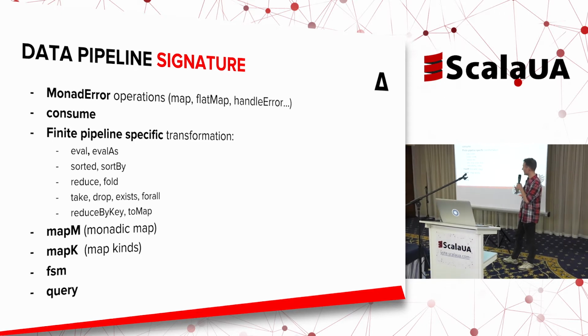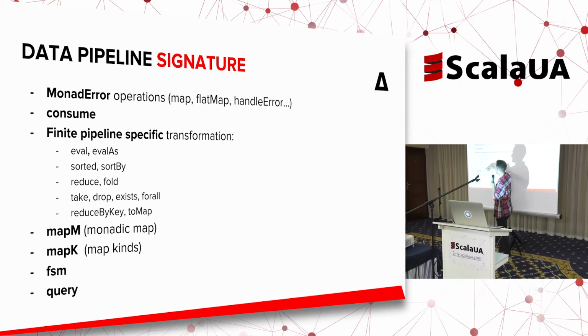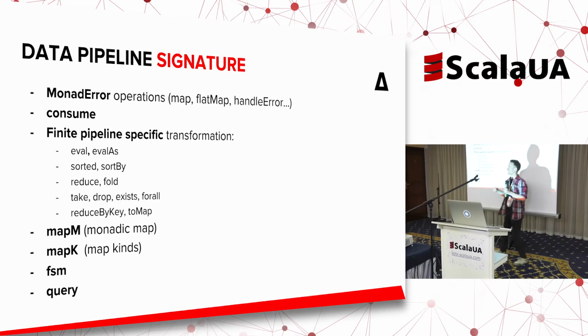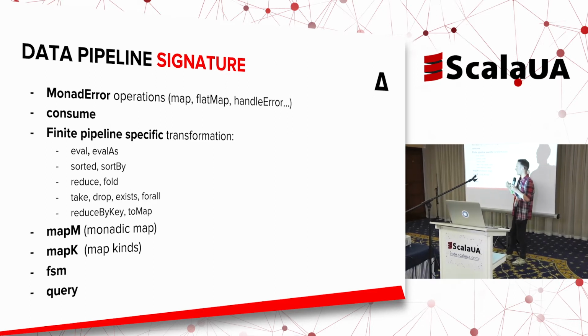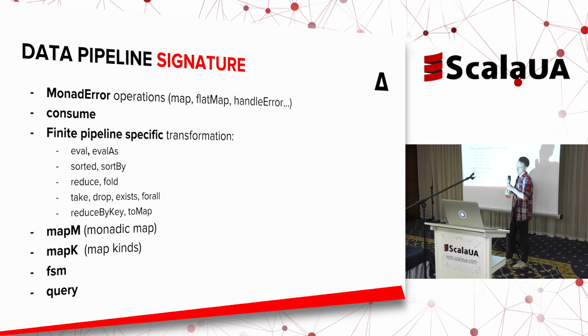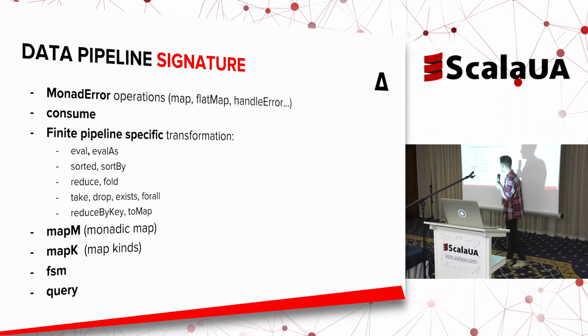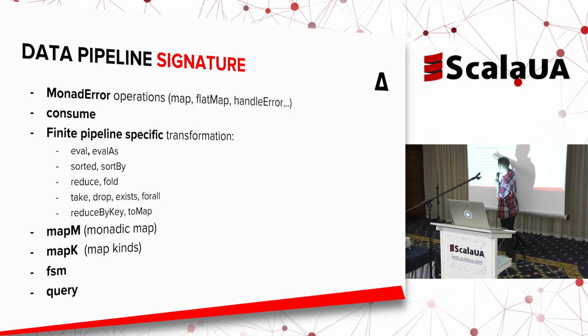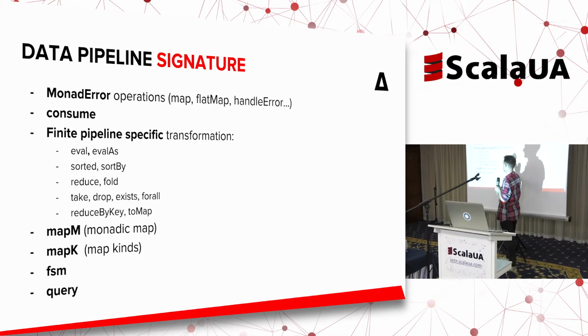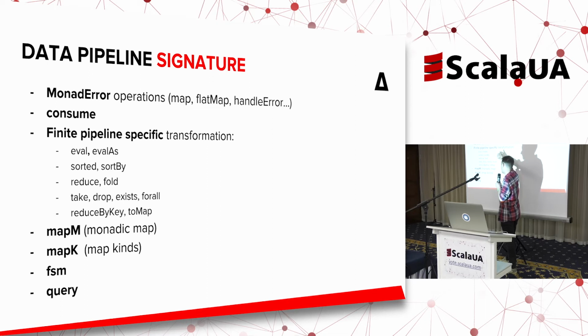So you can use most functions for both finite and infinite pipelines, but there are a lot of specific transformations for finite pipelines. The most important are eval and evalS. The first takes your data pipeline and converts it into a vector wrapped into your monad. In evalS, you could specify an arbitrary collection like list, non-empty list, or set. These are commonly used functions of collections.